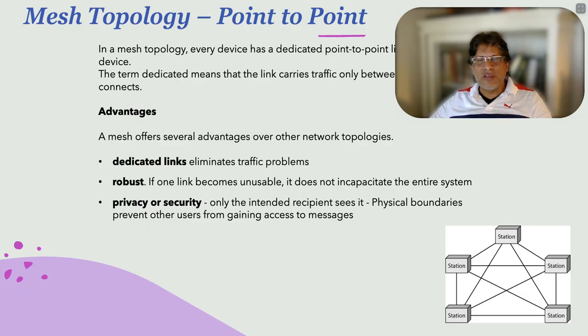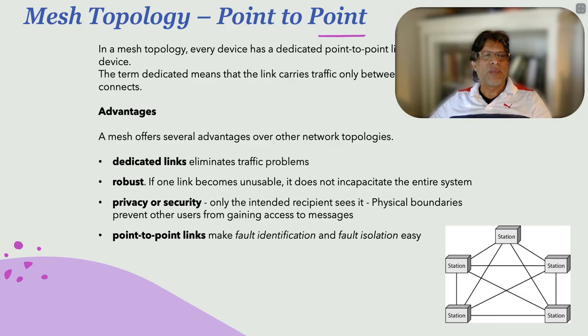Here, there's nobody else eavesdropping on this connection. And the point-to-point links make fault identification and fault isolation very easy. It is able to reroute traffic to avoid links with suspected problems. So if any link has a problem, the station can send the same information, if not directly, then indirectly through other connections it has via different stations.